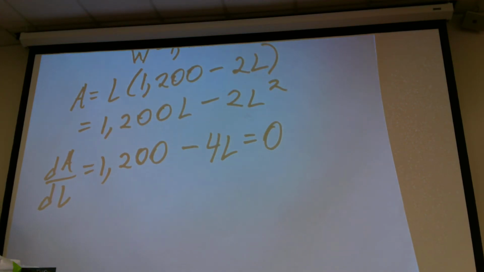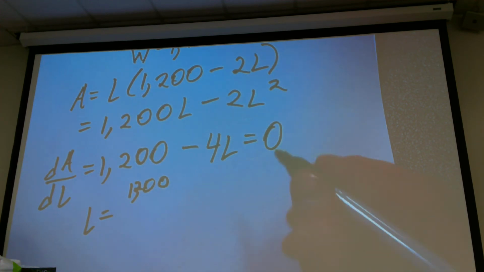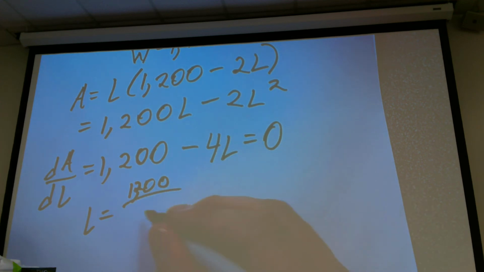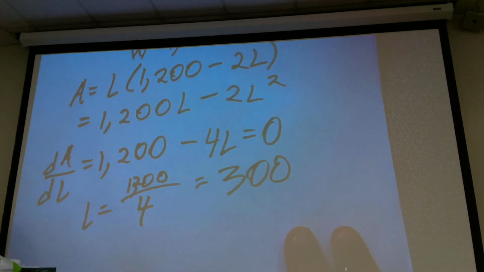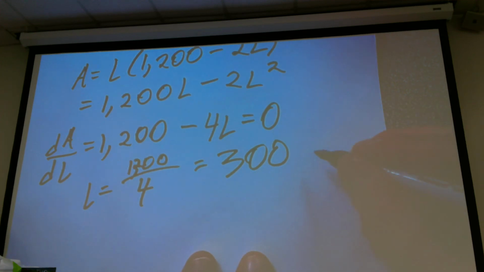If I move the 1,200 to the other side and then divide by 4, I get that L is going to equal, sorry, that's a 2 right there, 1,200 divided by 4, which equals 300, and that's going to be in feet.